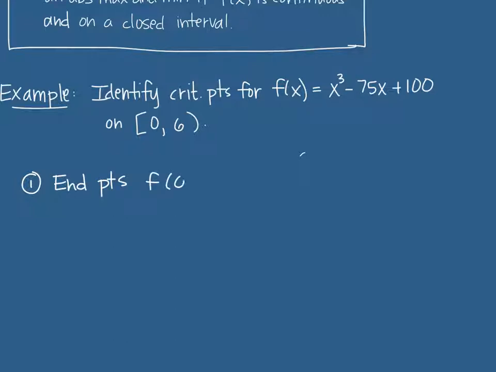So the endpoints would be f of 0 and then f of 6. Those are the two ends of the interval. f of 6 does not exist because it's an open interval. f of 0, I don't need a calculator to plug that in. What do I get? Anybody? 100. Okay, very good. So I found a critical point. I've got one.